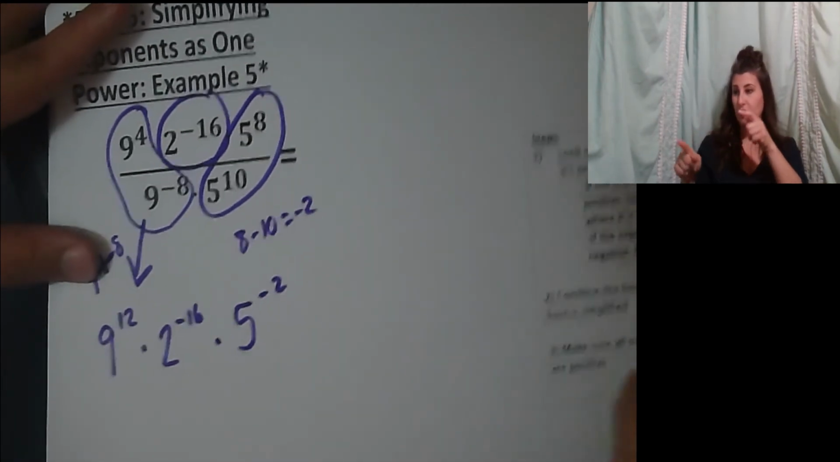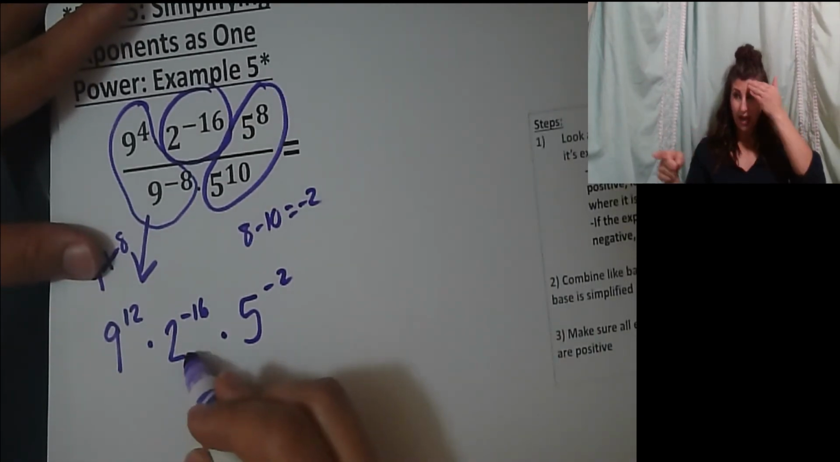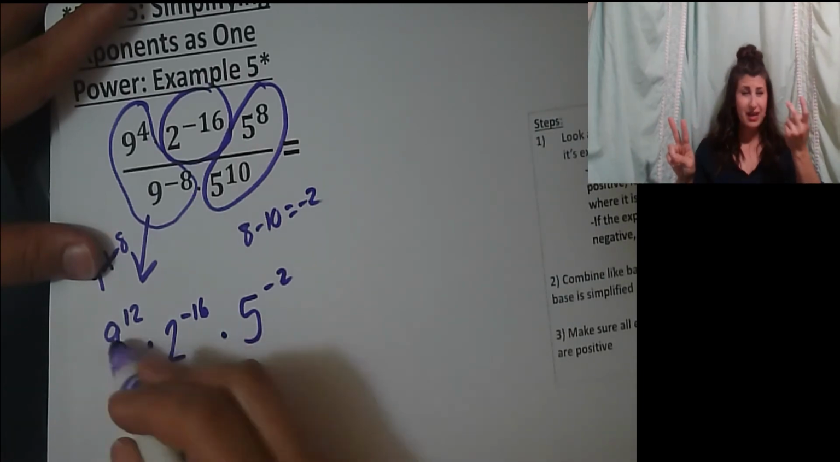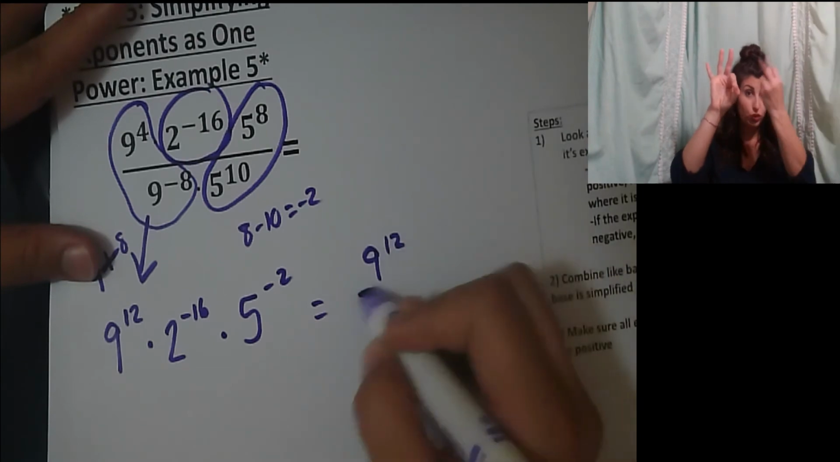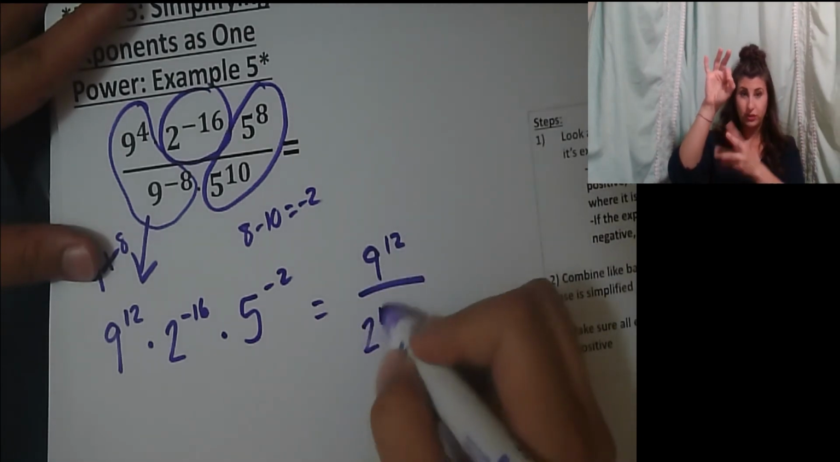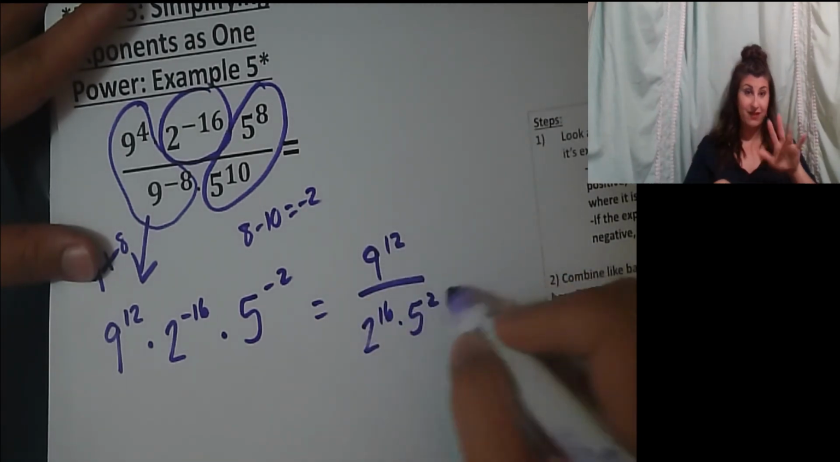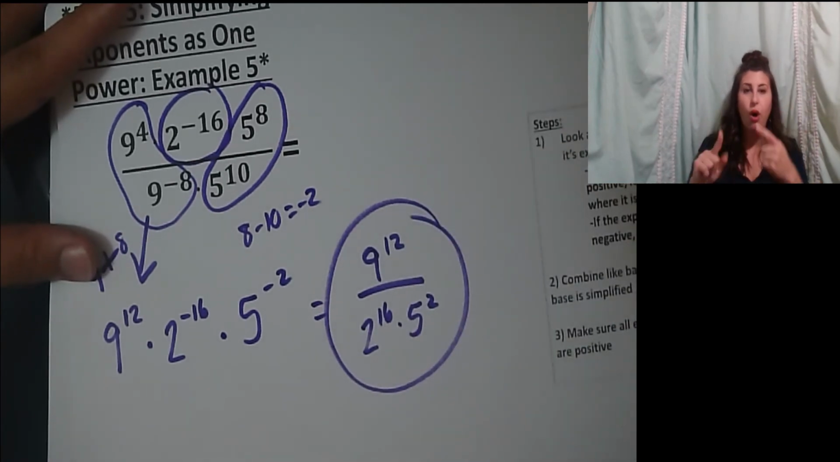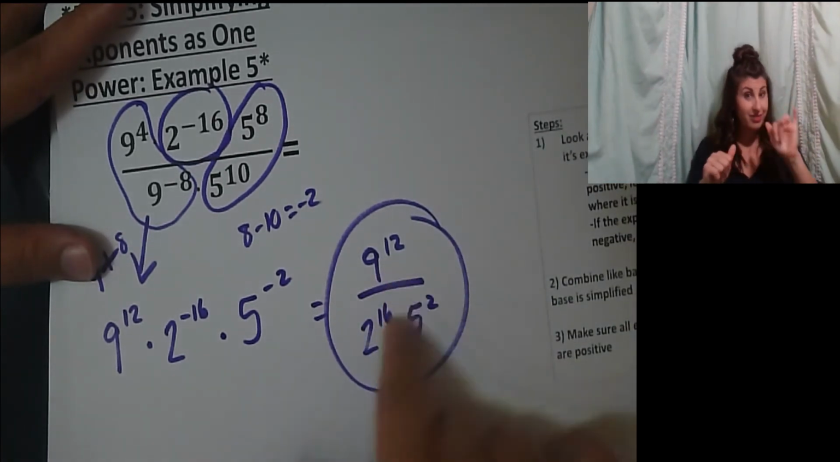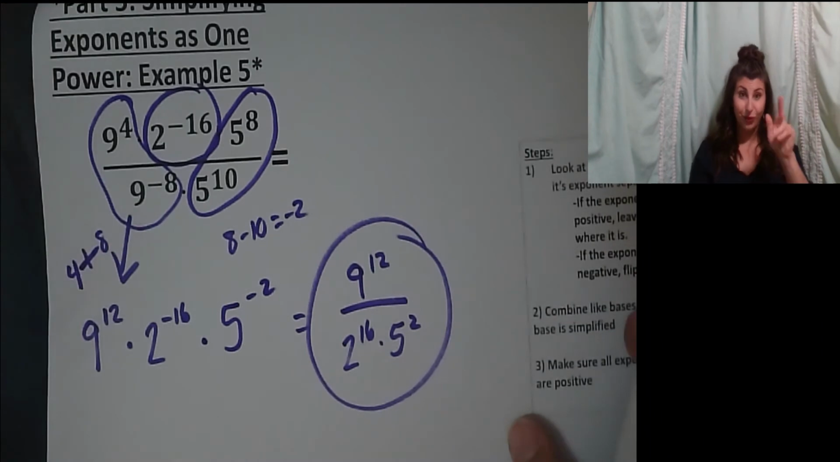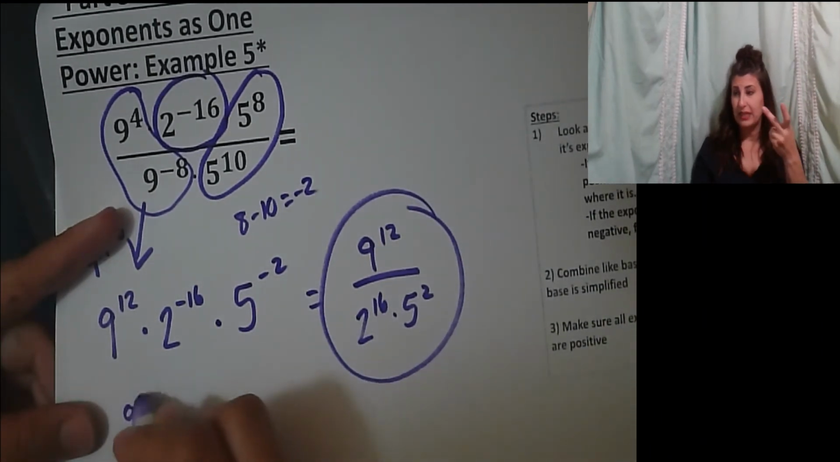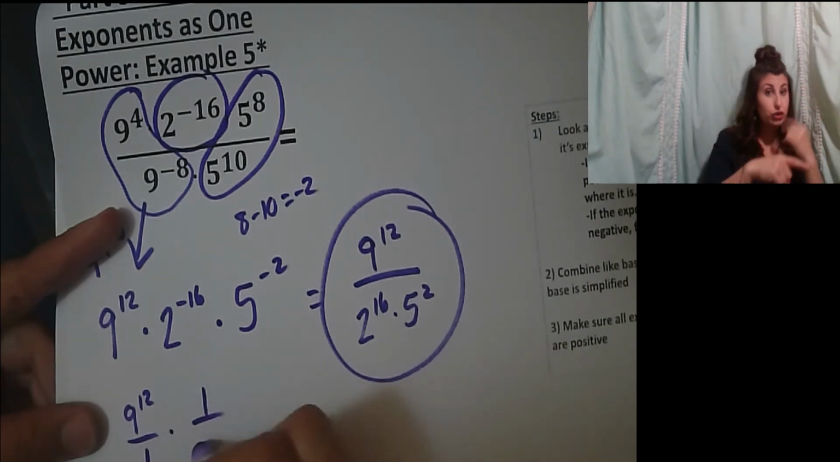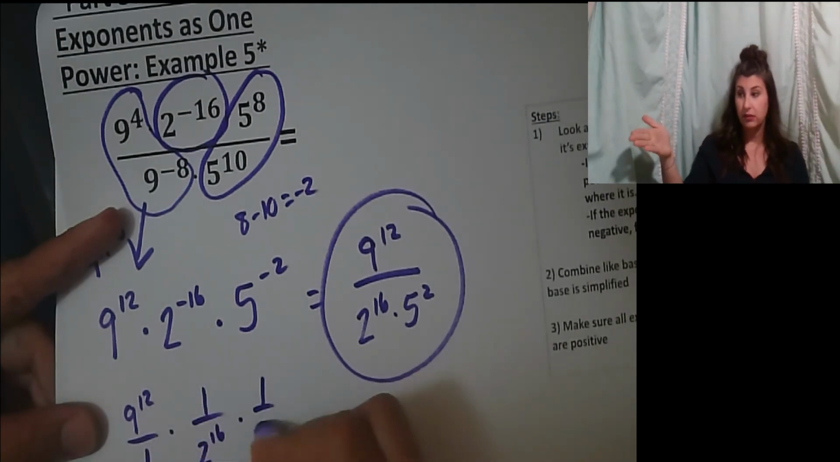Now I need to flip. Okay, well, I know this one's going to flip to the bottom, that one's going to flip, that one's going to stay. So if it's going to stay, it's going to stay on top. And if it's going to flip, it's going to go on the bottom. But remember, I have to make it a positive exponent. The whole goal is to have positive exponents that are simplified. And just in case you wanted to see it as fractions, it should look like this.